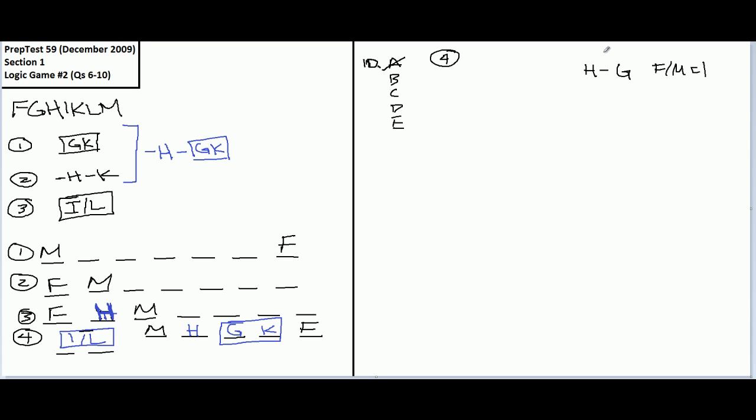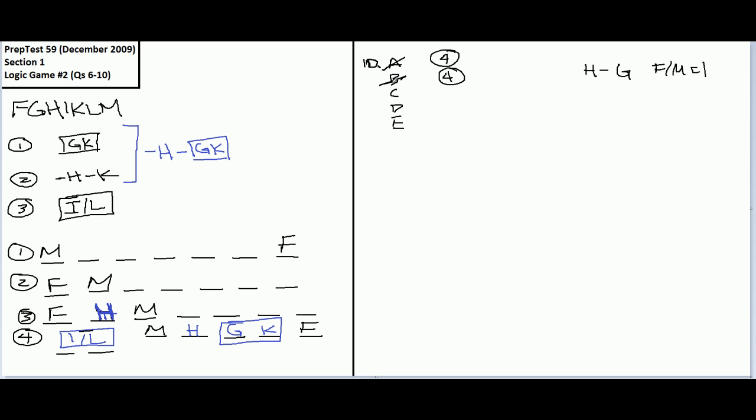So if we can violate either of these rules, then we're good to go. And here again in the 4th possibility, we see that the idea that either F or M has to be the first element is violated, because here it's either going to be L or I, but it's definitely not going to be F, which is last, or M, which is third. And so once again, the 4th scenario rules out answer choice B as a possibility.